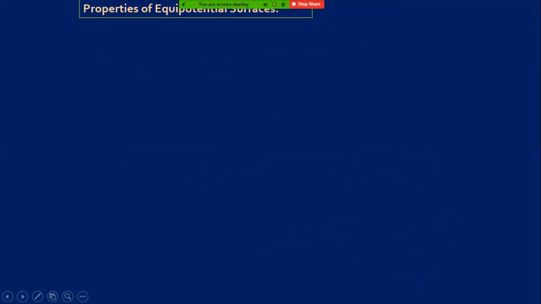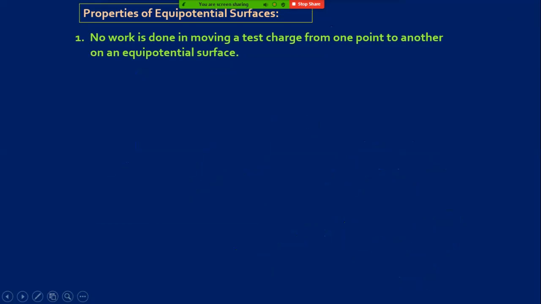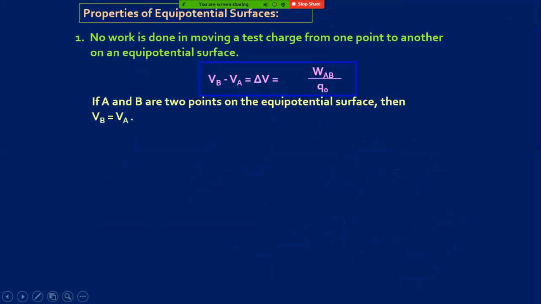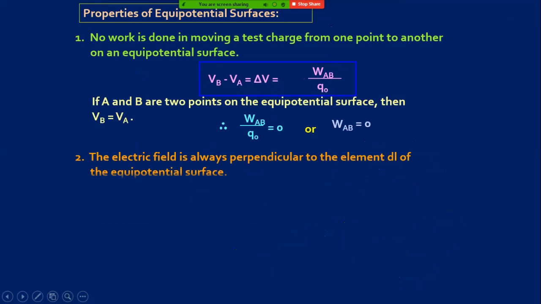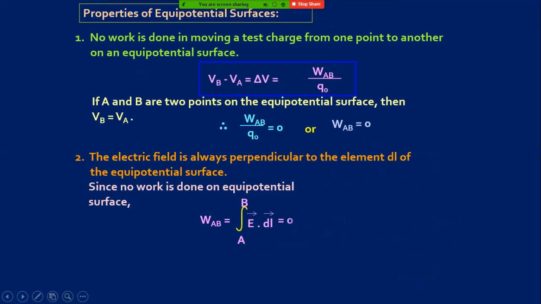Now, properties of equipotential surface. Since the potential at any point is the same, no work is done. The electric field is always perpendicular to the element dl of the equipotential surface. Since no work is done on an equipotential surface, work W is equal to E dl cos theta is equal to 0.